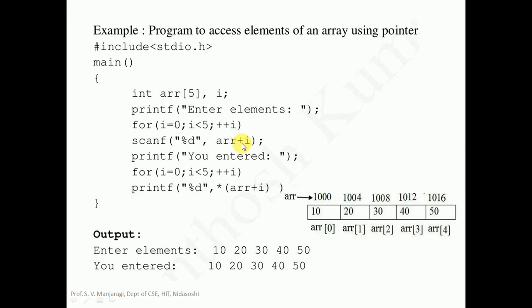Similarly, let us display the array elements using a pointer. Again, we take a for loop, start from i equal to 0, i less than 5, plus plus i. We take a printf, which is going to be executed 5 times. Here we extract the array element using the star operator or asterisk operator. Array plus i gives us the address of the array's memory locations, and this dereferencing operator gives us the values stored at the array's memory locations.